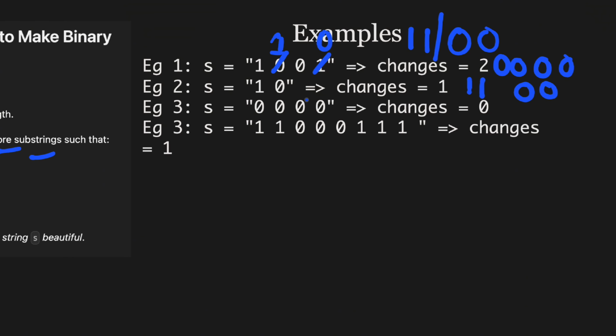Then in example 3, for the given string, the minimum number of changes required is 0, because the string is already beautiful with all zeros in it. Finally, in example 4, the minimum number of changes required to make the string beautiful is 1, because we can convert this 1 to 0, for example, and then this string can be broken into the following substrings with all ones, all zeros, and again all ones.